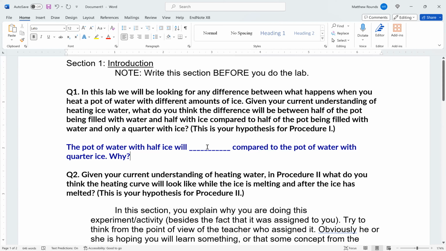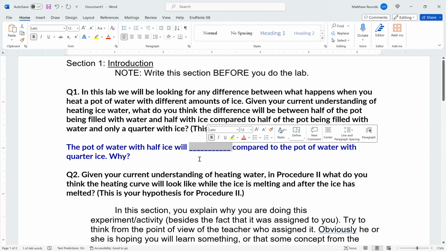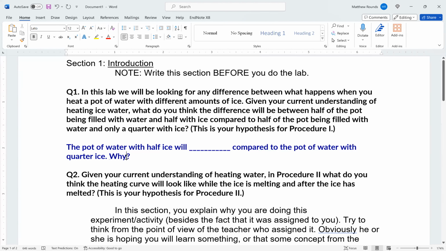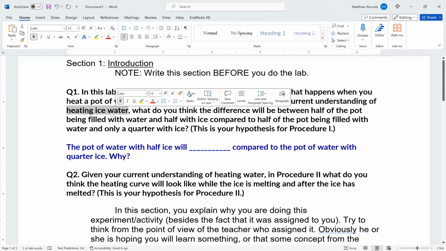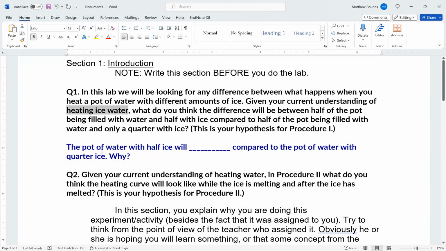So what I'm looking for is for you to fill in the blank here with maybe a word or a couple of words, and then secondly, to tell me why. And we're looking at this in terms of heating ice water. Okay, I will type this in and then fill in the blank before I explain why. I'll drop this in the chat so you don't have to retype all that. Thank you.